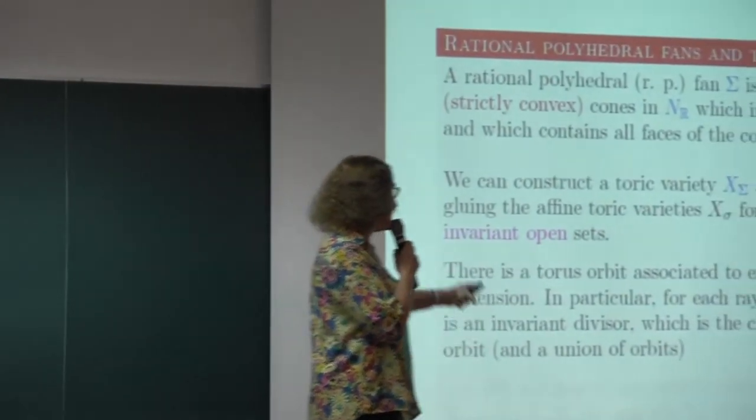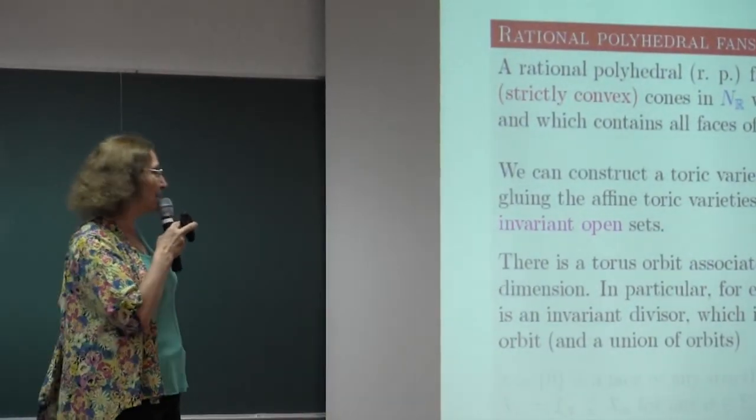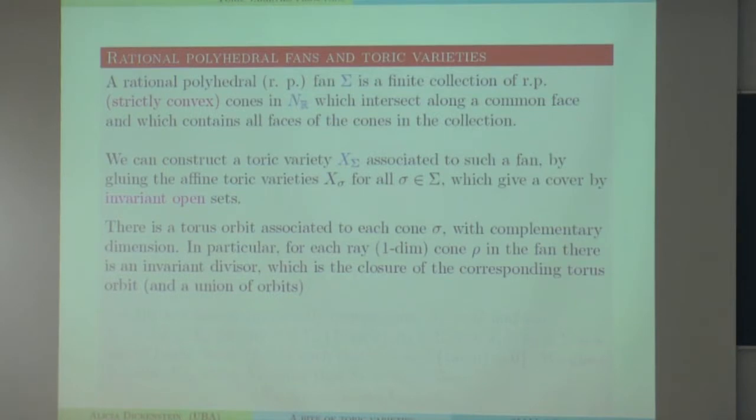And what happens is that for each ray, there is an invariant divisor, which comes as the closure of the corresponding orbit, because the orbits are not closed, but their closures are the divisor. And then, as I said, zero is a face, and this is contained.